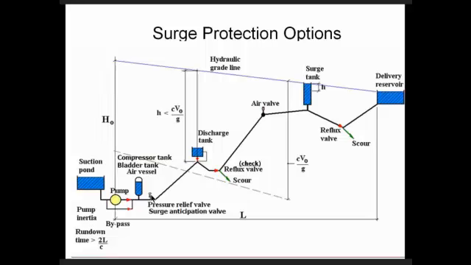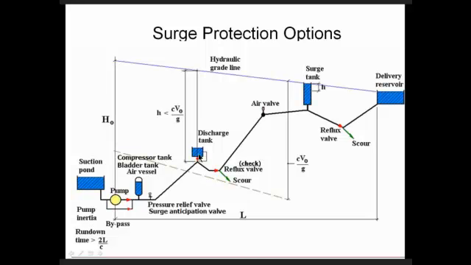A surge anticipation valve is a valve that is set with a timing cycle that senses when there's a large drop in pressure due to a pump trip. It senses that and goes through a cycle where it will be open when the positive wave comes back from the reservoir downstream. Again, we need to talk about these in some detail when you're using the software, but these are all different devices.